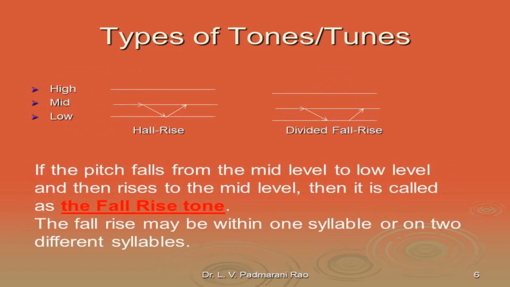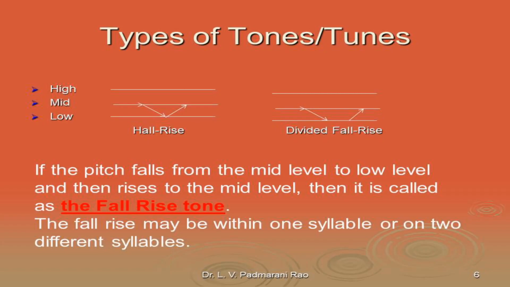Apart from this, we also have two more tones. The first is what is called the fall-rise tone. Fall-rise tone is if the pitch falls from the mid level to the low level, and again you immediately rise up. It's called the falling rising tone. Now this falling rising tone could be within one syllable or could be in two syllables also. If it is within the same syllable, it is called the falling rising, and if it is distributed between two, it's called the falling and rising, where it is divided, as you could see in the second picture.